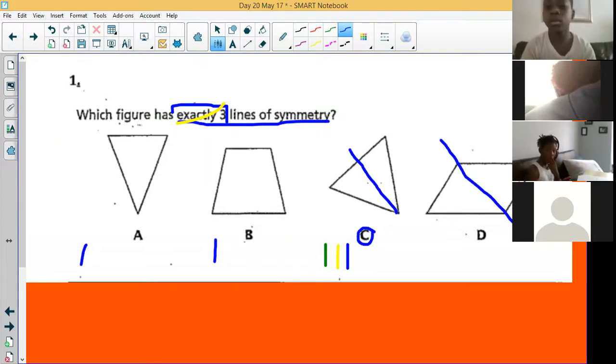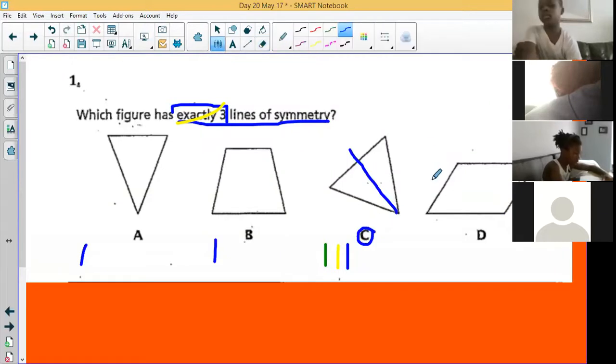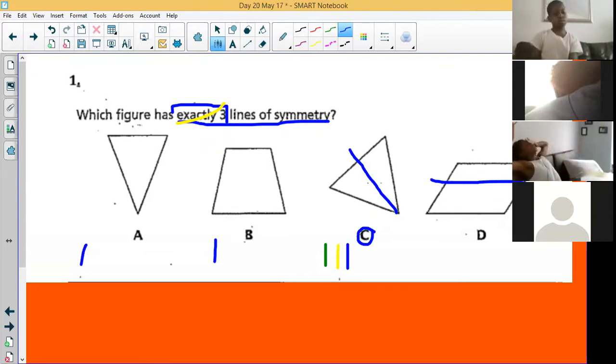Now, if I were to fold this paper over on that line, this particular angle right here would end up all the way over here. So it would not be symmetrical. Let's say I drew a line straight across. Would that be symmetrical? Thumbs up or down?